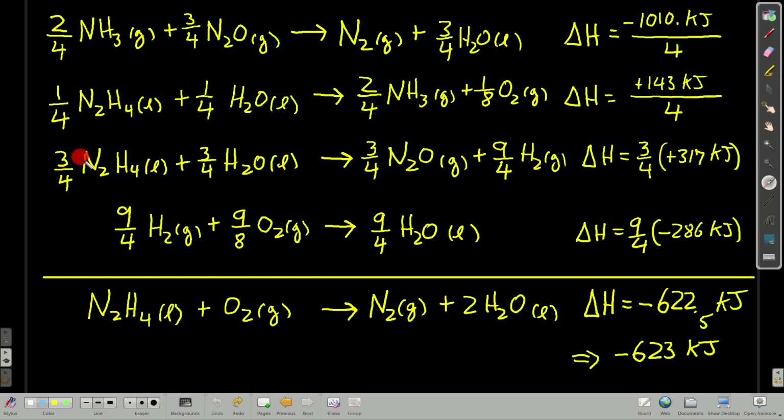So I take this equation right here, and I flip it around. This is flipped around, multiplied by 3/4. Did the same thing for delta H. And then finally, I notice that I have 9/4 hydrogen here, and I don't have that in my target equation. So I take the last equation that I was given, multiply it through by 9/4 so that the hydrogens cancel. And here, look what happens.